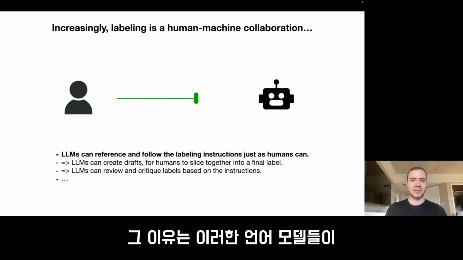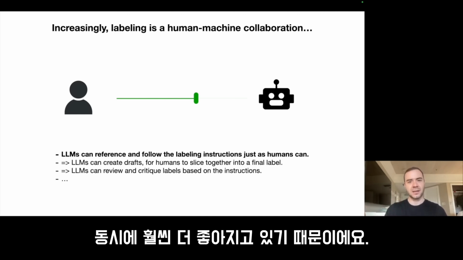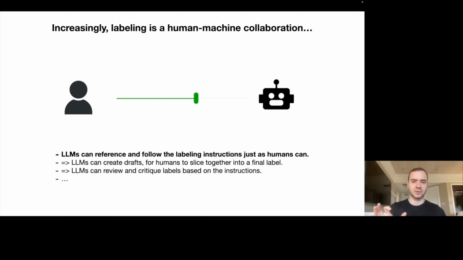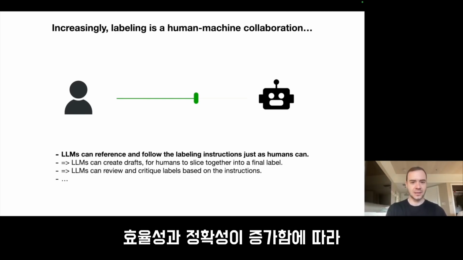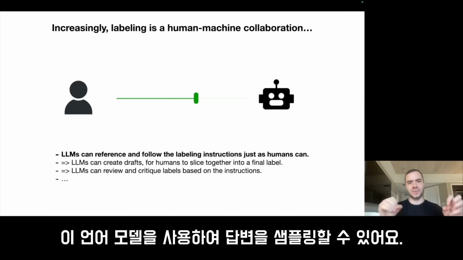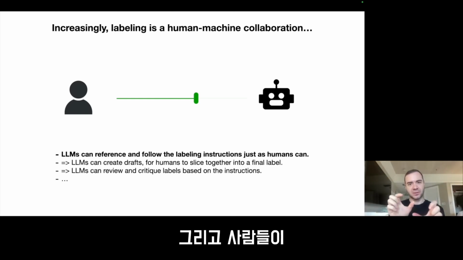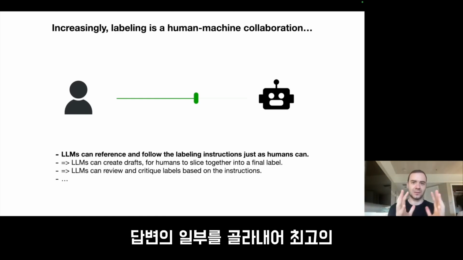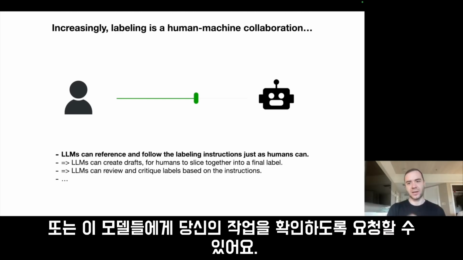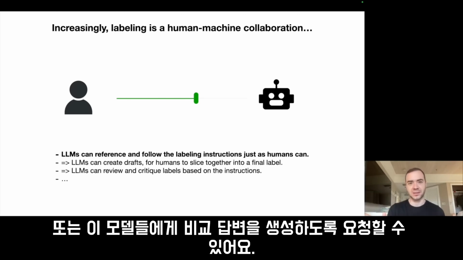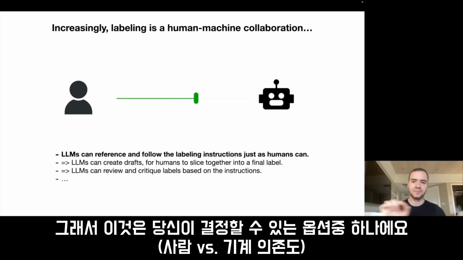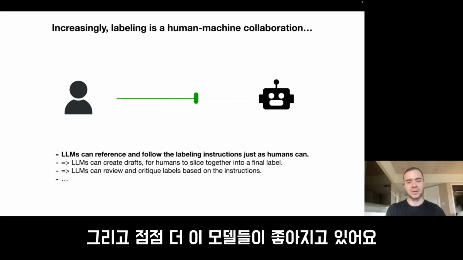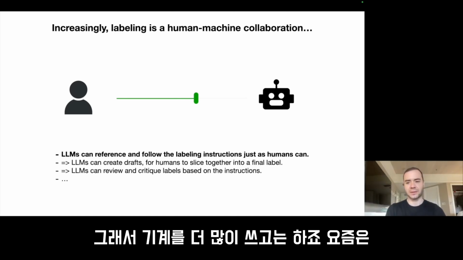And that's because these language models are simultaneously getting a lot better, and you can basically use human-machine collaboration to create these labels with increasing efficiency and correctness. So, for example, you can get these language models to sample answers, and then people cherry pick parts of answers to create one single best answer. Or you can ask these models to check your work, or you can ask them to create the comparisons, and then you're just in an oversight role over it. So this is kind of a slider that you can determine, and increasingly these models are getting better. We're moving the slider to the right.